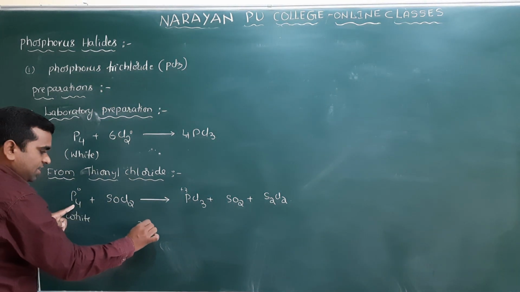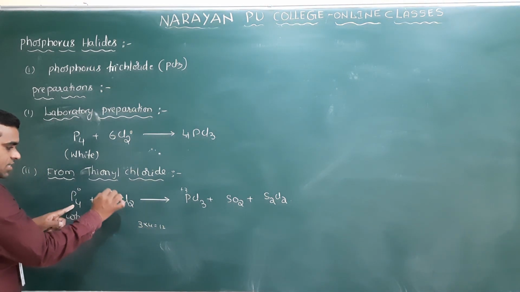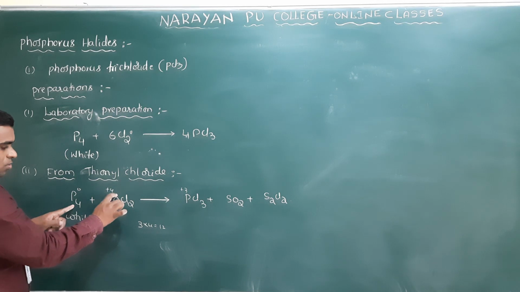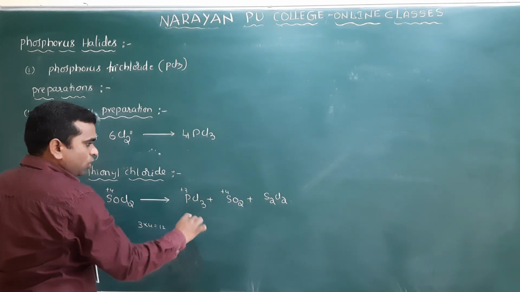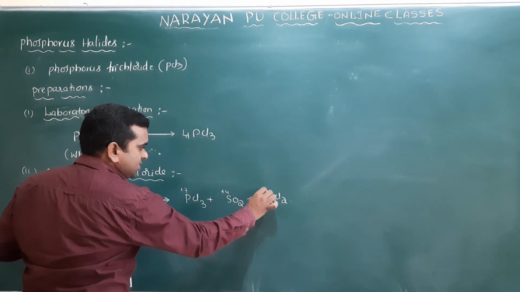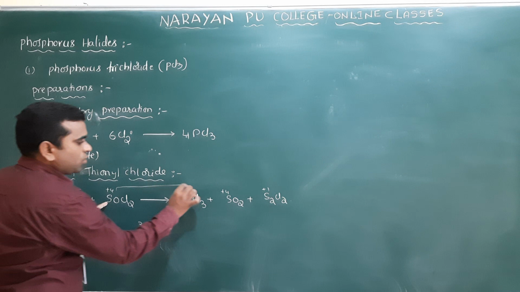But how many phosphorus are there? 4. And this is 12. And you know this is plus 4. Clear? So minus 2 and minus 2 plus 4. This is also plus 4. It won't be changed. And here this is a plus 1. Clear? So then plus 4 to plus 1.